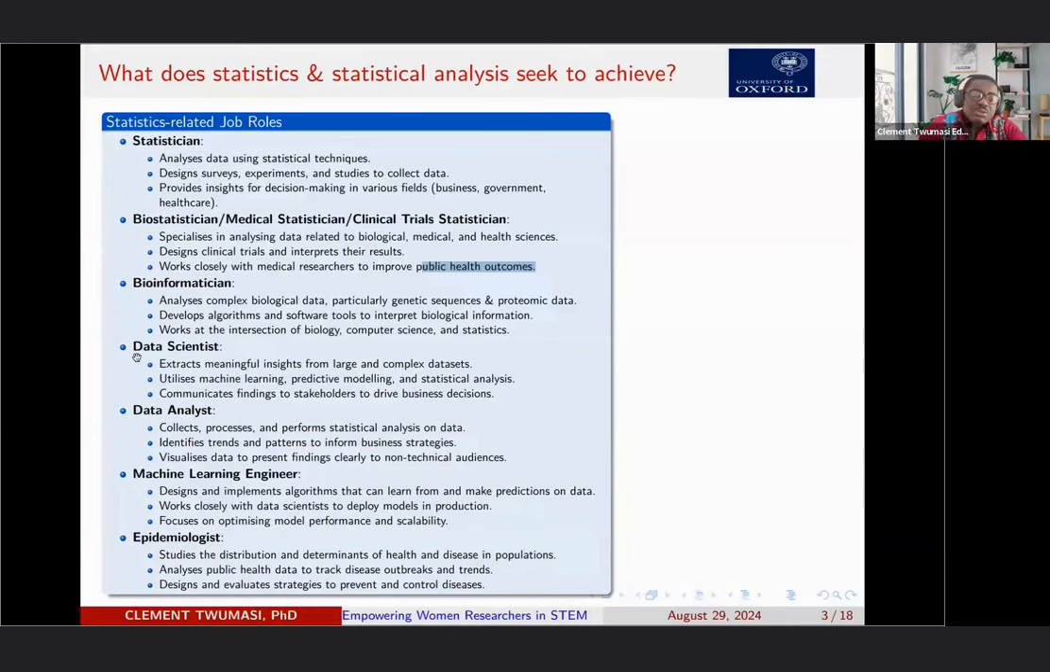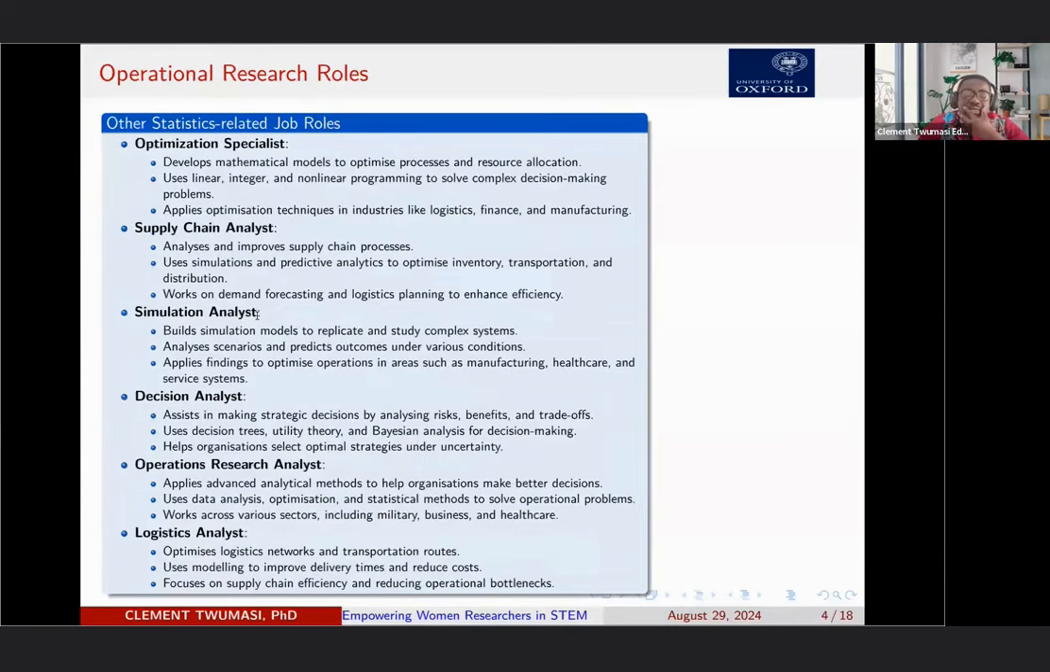So I'll say all these fields are quite interrelated, and with the knowledge of statistics, you can branch into any of these. There's another field called operational research. Their role is also very similar to the role of statistics, but they focus on the kind of statistical problem that has to do with queuing processes or queuing problems.